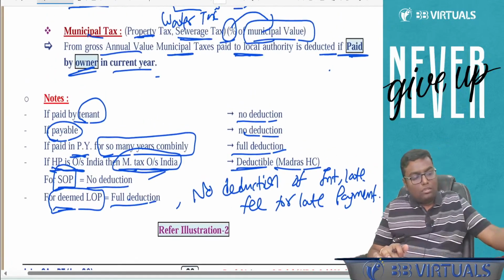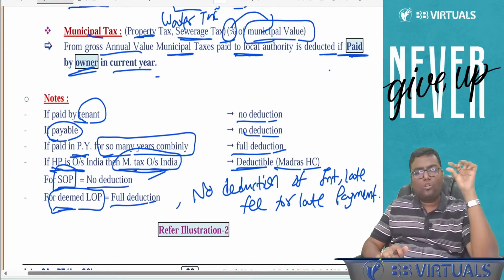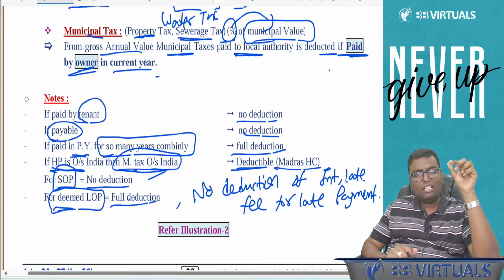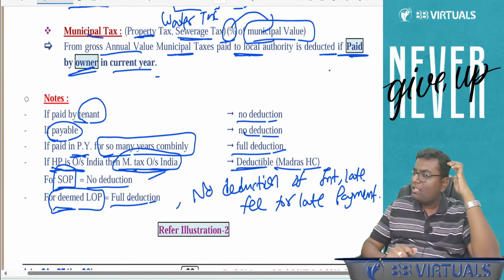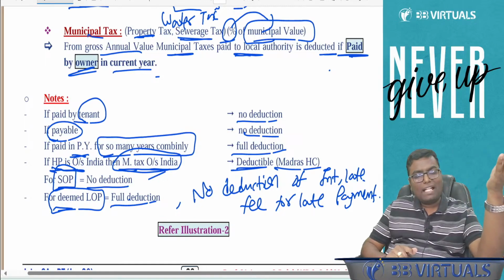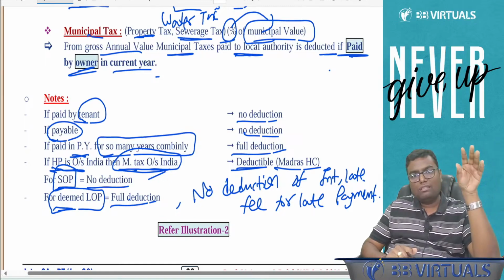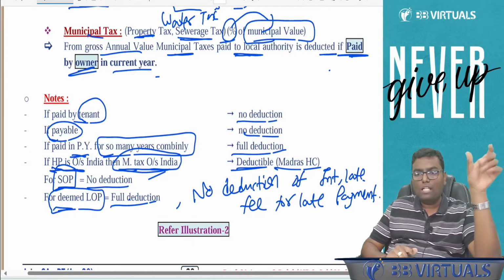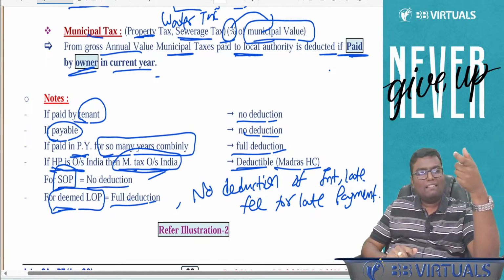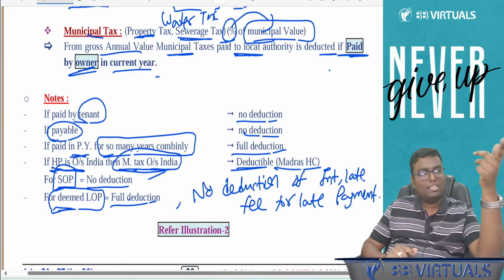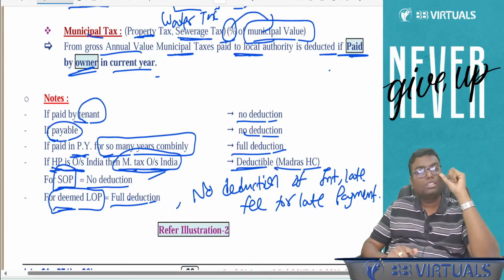Okay. So we understood everything about gross annual value. We understood everything about municipal tax paid by owner during the previous year. And after deducting this municipal tax, whatever comes to us is net annual value, NAV. But can I say it is just a mathematical subtotal? GAV minus municipal tax comes to NAV, net annual value.